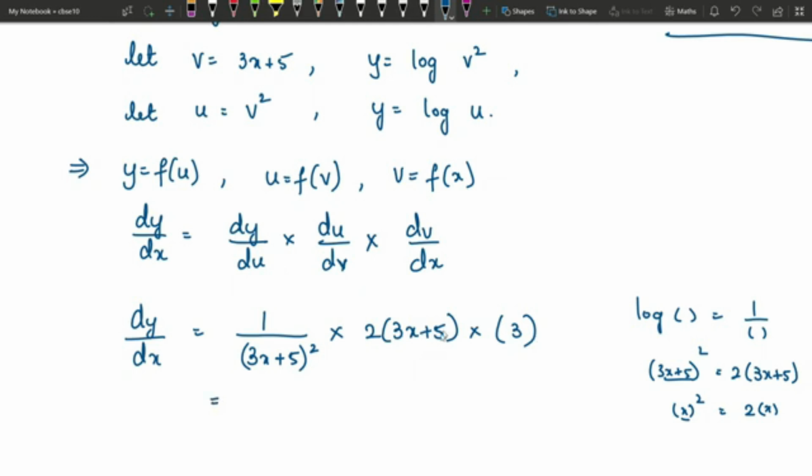Now what is your final answer? This 3x plus 5 gets cancelled with one of the terms in the denominator. So you are going to get 2 into 3 is 6 divided by 3x plus 5, and this is your final answer. So this is called the extended chain rule.